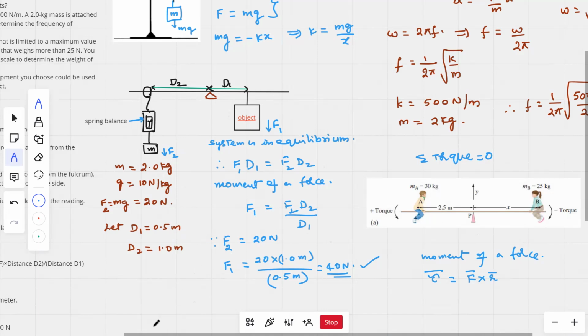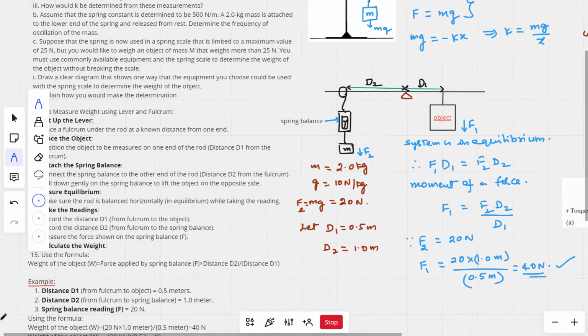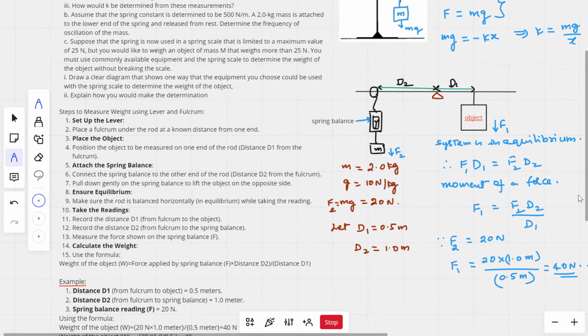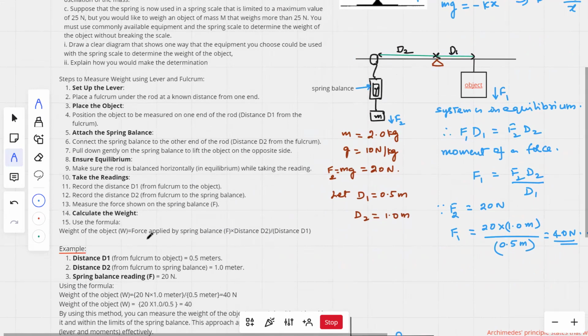Okay. And then there is another method you can use. That entire method I wrote for you. You see here, this is the one. You can pause, zoom, and then read. You will understand. Otherwise, what I explained now is sufficient for you. This is the steps to measure the unknown weight of the object whose weight is greater than the measurable weight of the spring scale.